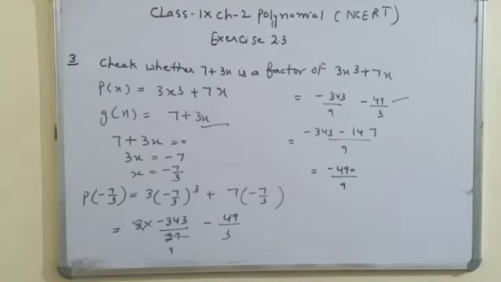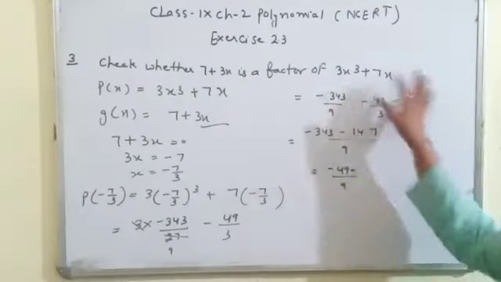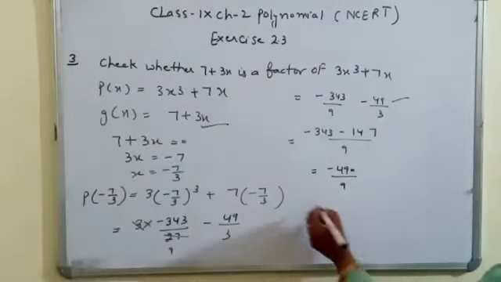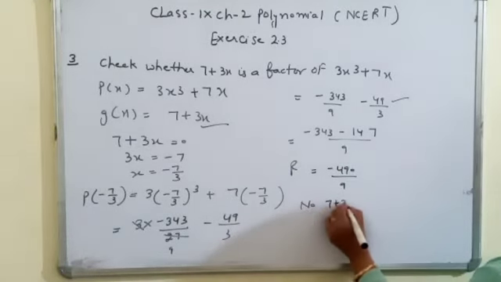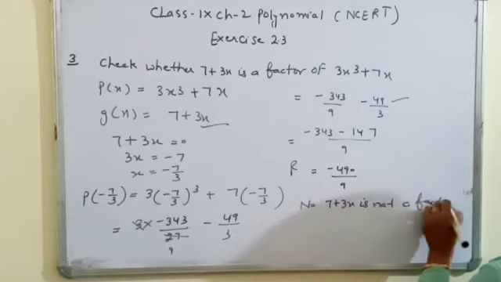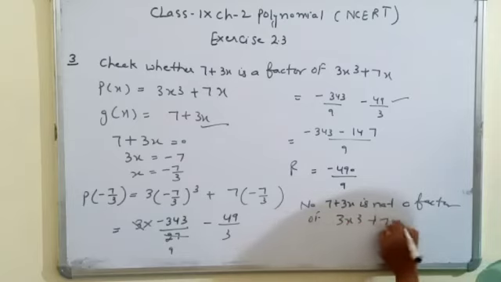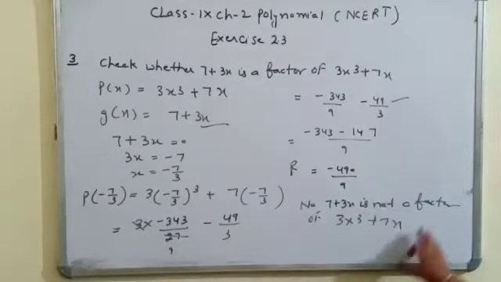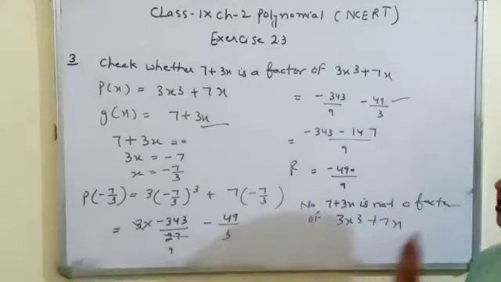Now this is the remainder for the polynomial 3x cube plus 7x. So the remainder is not 0 here. So this is not a factor of the given polynomial. No, because this is the remainder. No, 7 plus 3x is not a factor of 3x cube plus 7x. In our next session, we will learn regarding the factors of the polynomial. Now this was question 3.